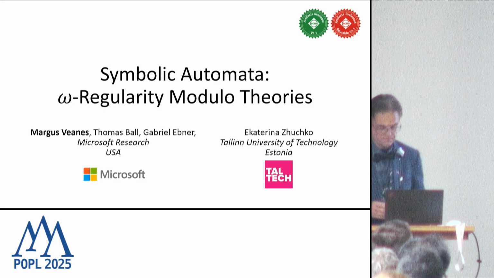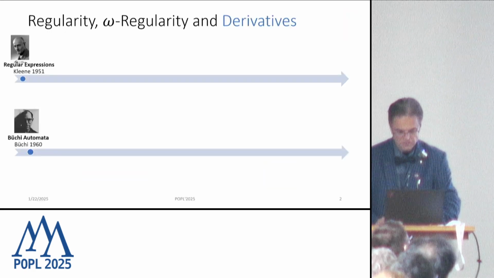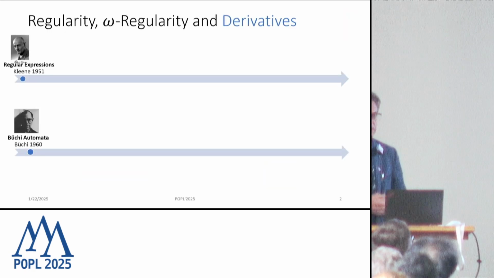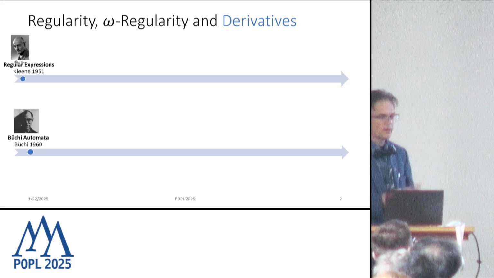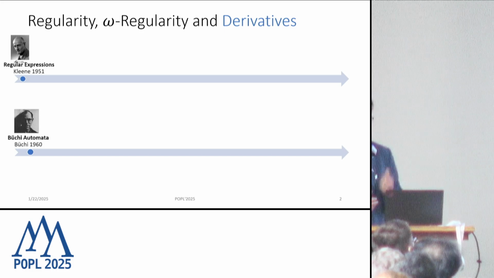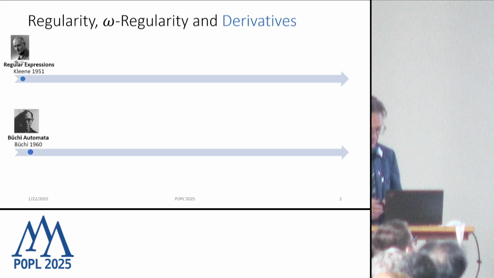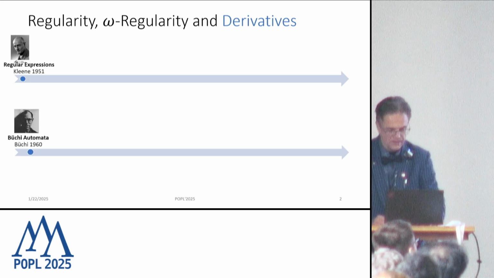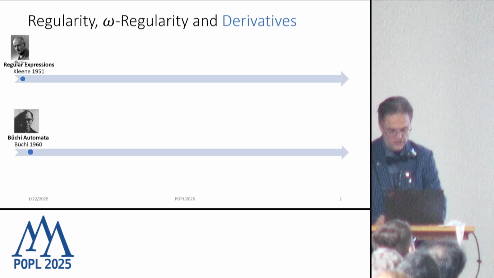on this with us. So let me start by giving you a little bit of history about regularity, omega-regularity, and derivatives. Now, derivatives, this word has appeared at least twice in both talks. So let me give you a little bit of background. I'll go rather quickly because it can take a long time here.